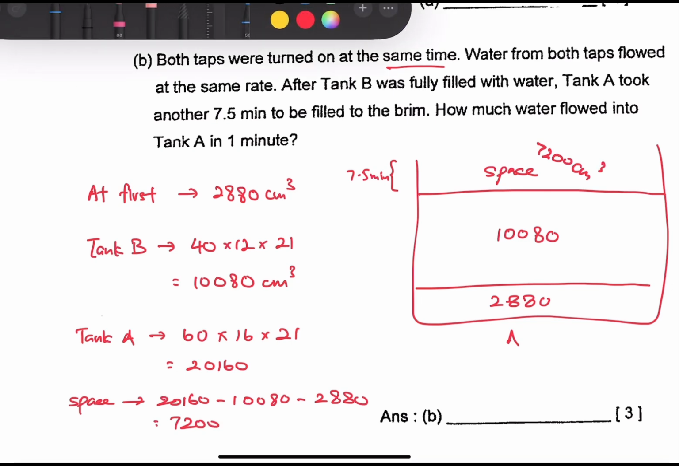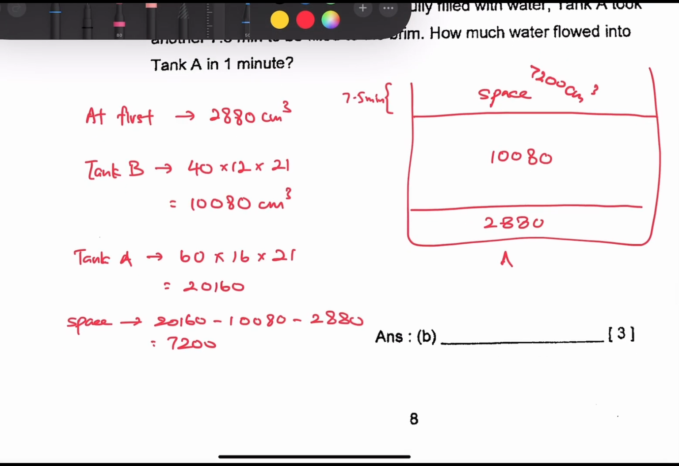So what do we know now? Which means 7.5 minutes will cover a total of this amount of water. To find 1 minute, I can just divide by 7.5. So your answer is 960 cm cube per minute. They're asking how much water flows in 1 minute. Both taps are the same, so you use 7,200 divided by 7.5 and you find 960 cm cube of water flow.